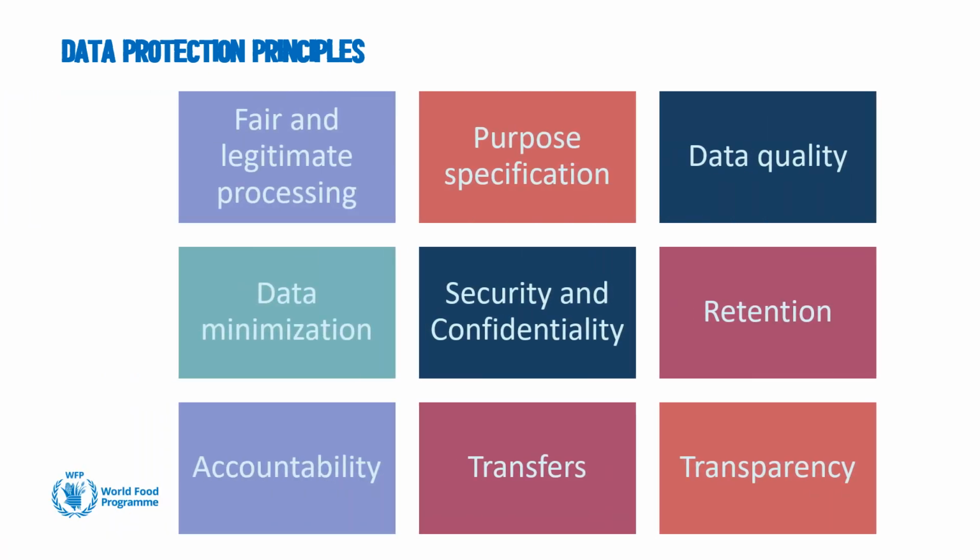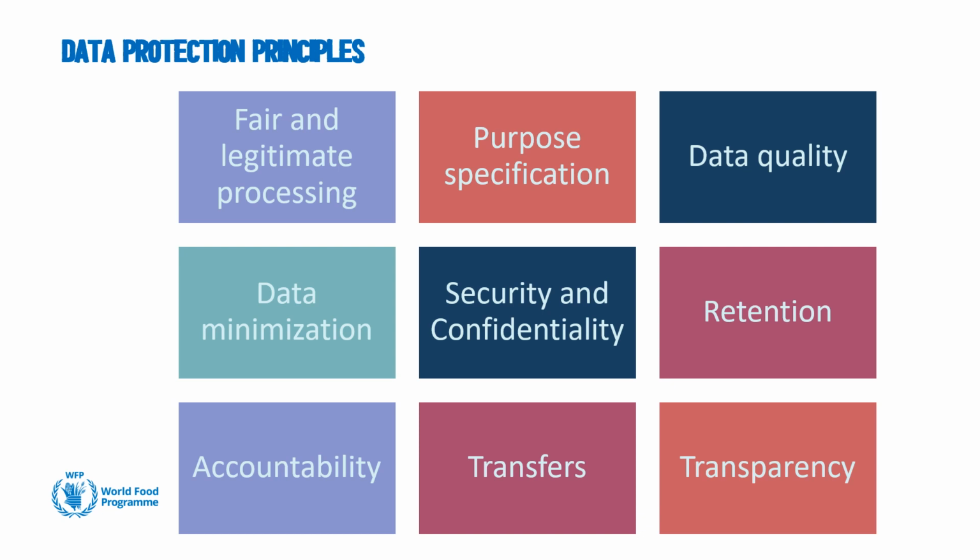So these are the main data protection principles: fair and legitimate processing of data, purpose specification, data quality, data minimization, security and confidentiality, retention, accountability, transfers of data, and transparency. So we'll take them one by one and discuss them a little bit.